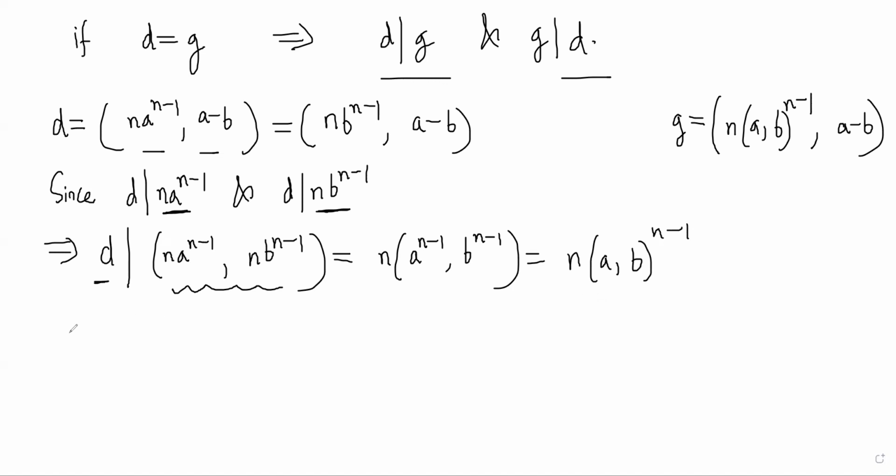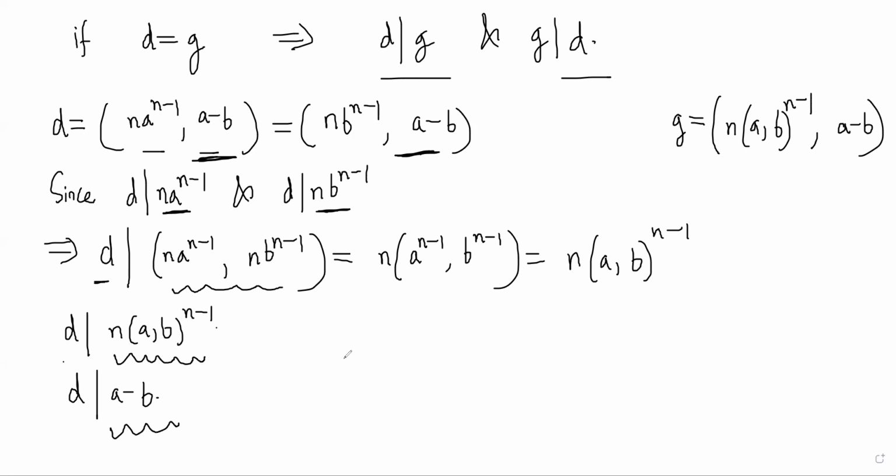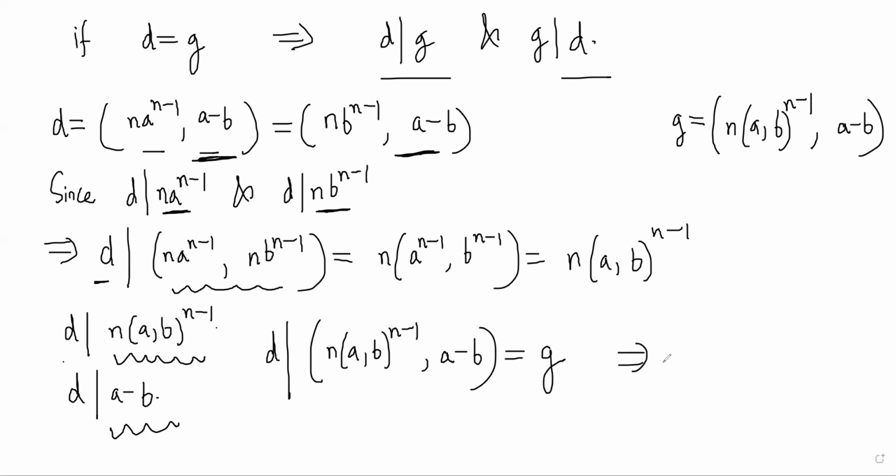So now we know that d divides n times ab to the power n minus 1. And we also know from here that d divides a minus b. So again, d is a common factor for these two numbers. So d should divide the GCD of n times ab power n minus 1 and a minus b, which is equal to g. So we have proved that d divides g, right?